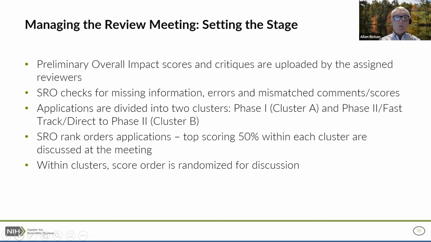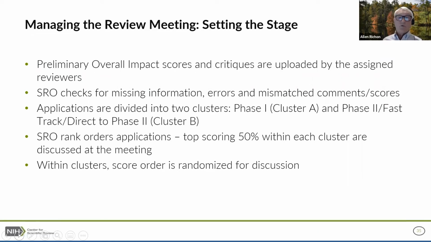Applications in the SBIR world are divided into 2 clusters. The phase 1 applications are in one group, and the phase 2 fast track direct to phase 2s are in a second cluster. The top scoring applications are within each cluster. So phase 1 are clustered, top 50% are discussed. We then move to the phase 2 fast tracks, 50% of those are discussed.